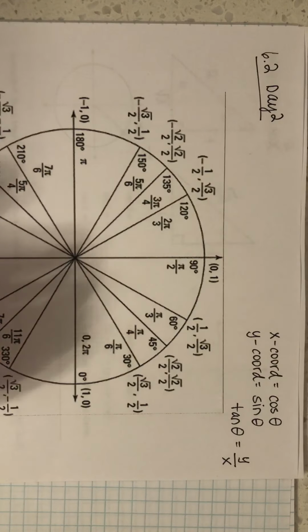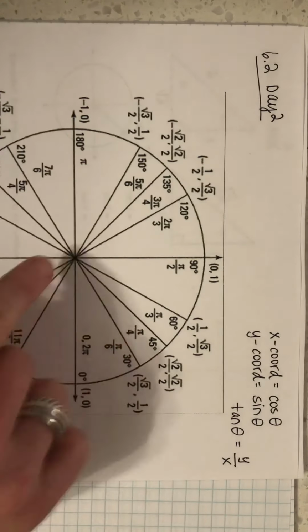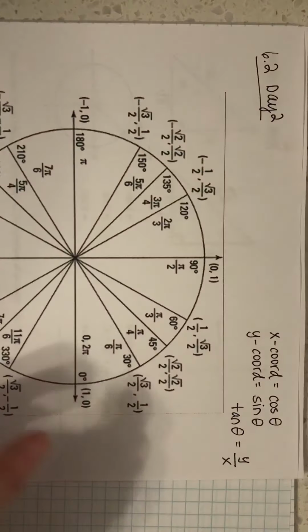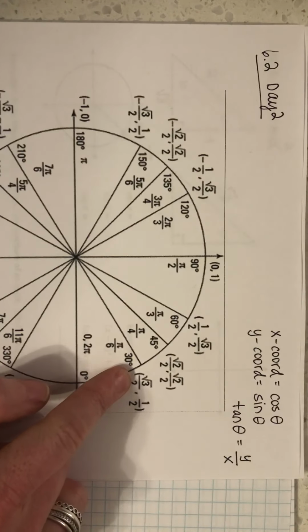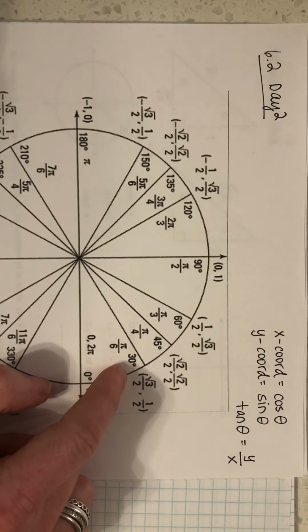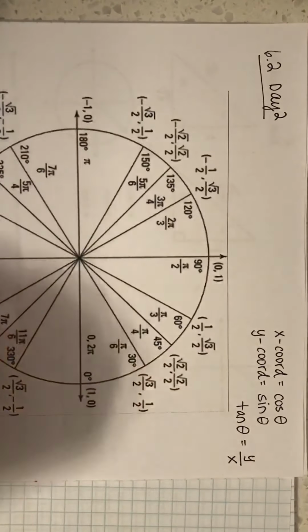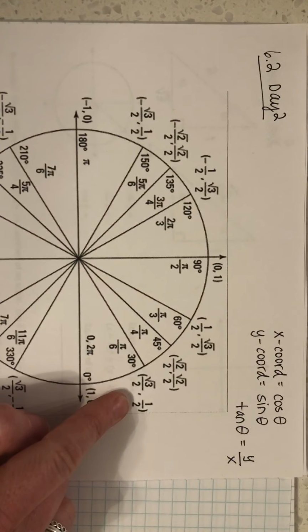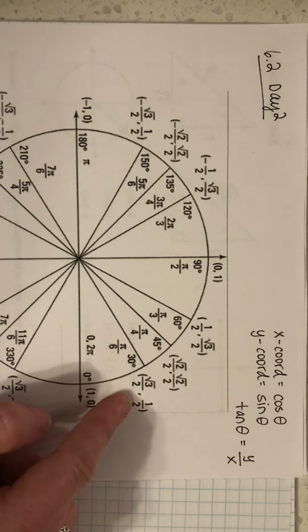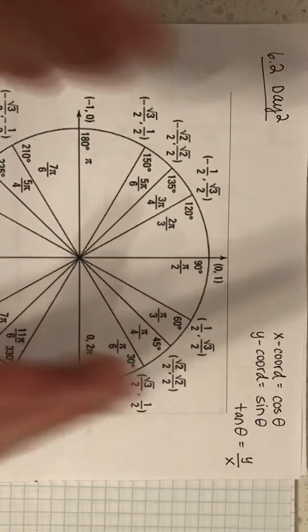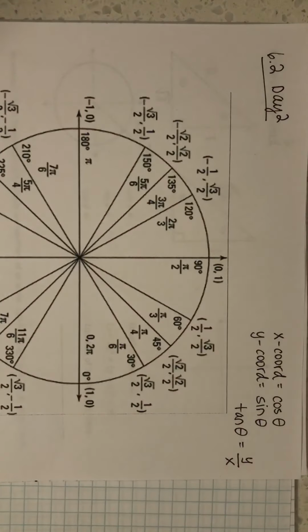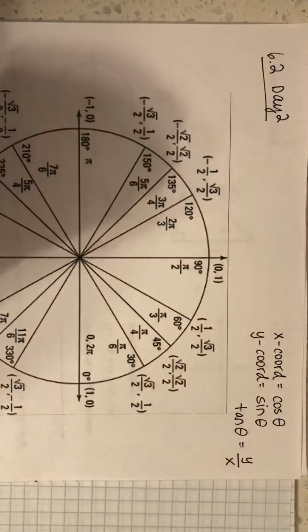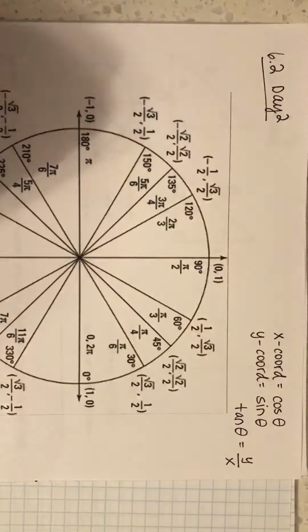The unit circle is showing us that any angle that intersects the circle has an x coordinate that is equal to the cosine of that angle. Any angle that intersects the circle has a y-coordinate that is equal to the sine of that angle. That's it. That's the only thing the unit circle is showing us. It's showing us what the sines and cosines are of all of these special angles.